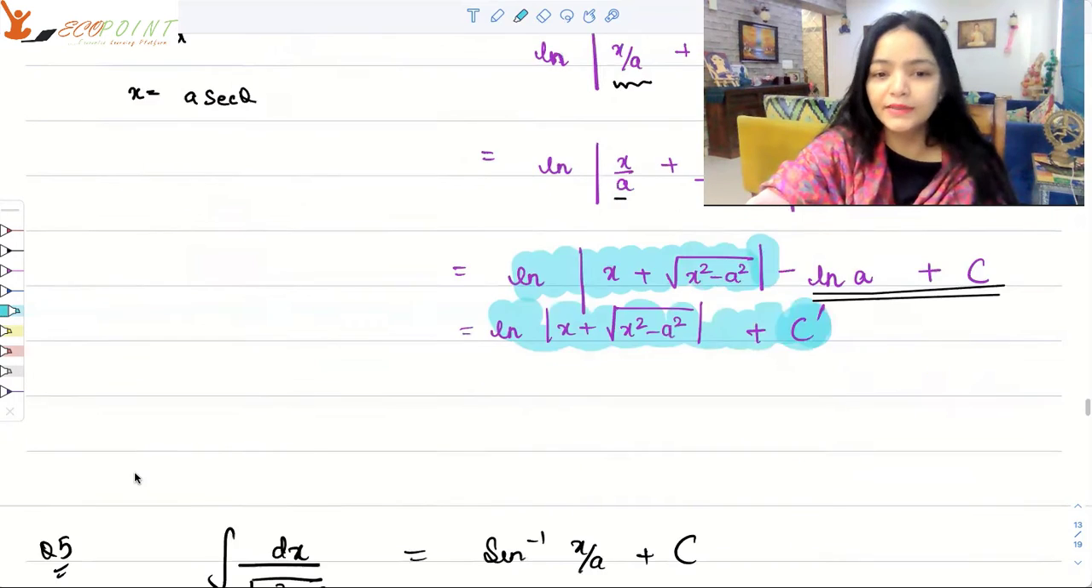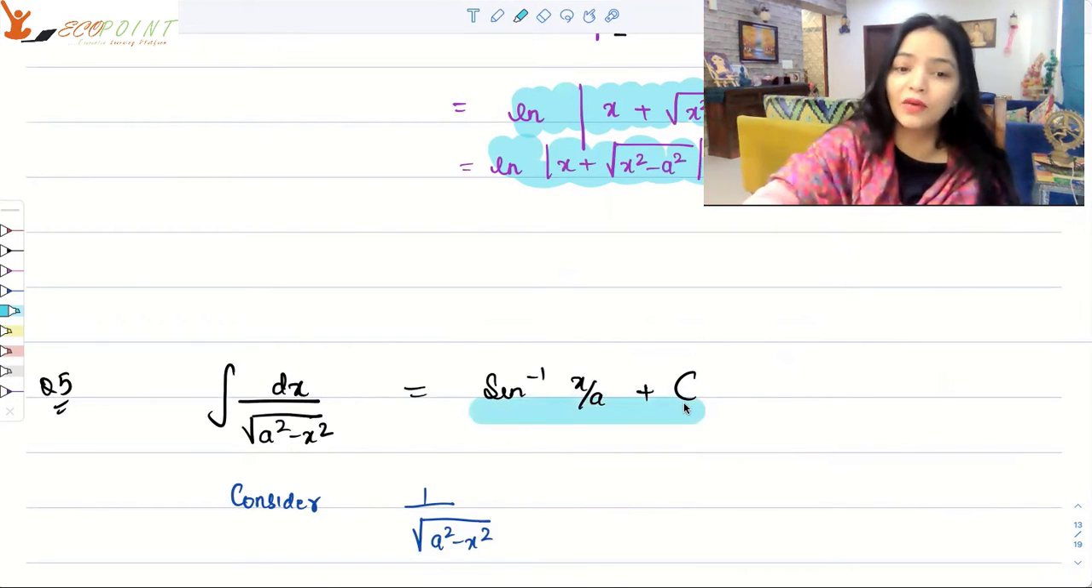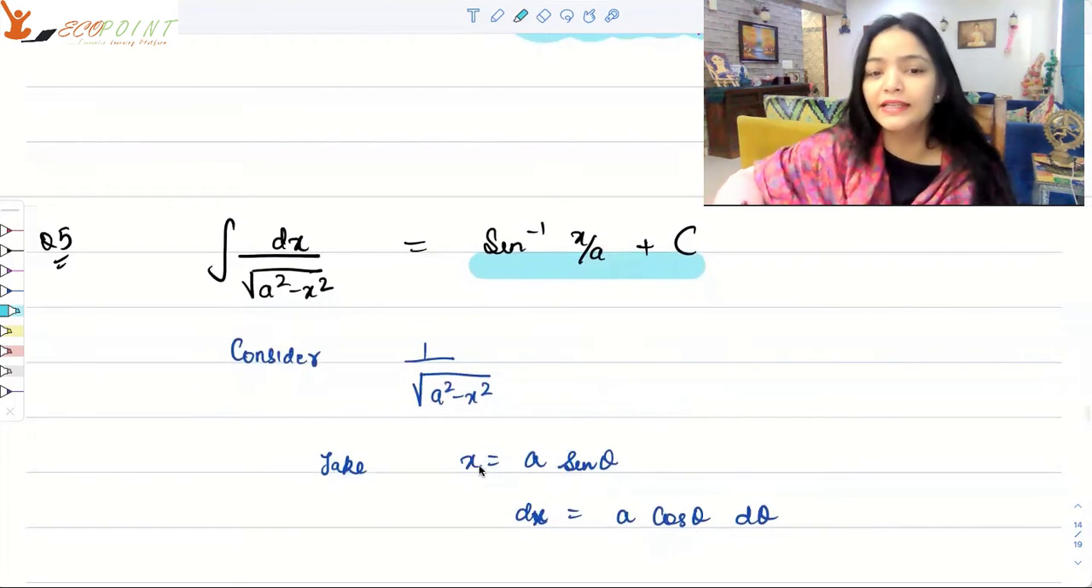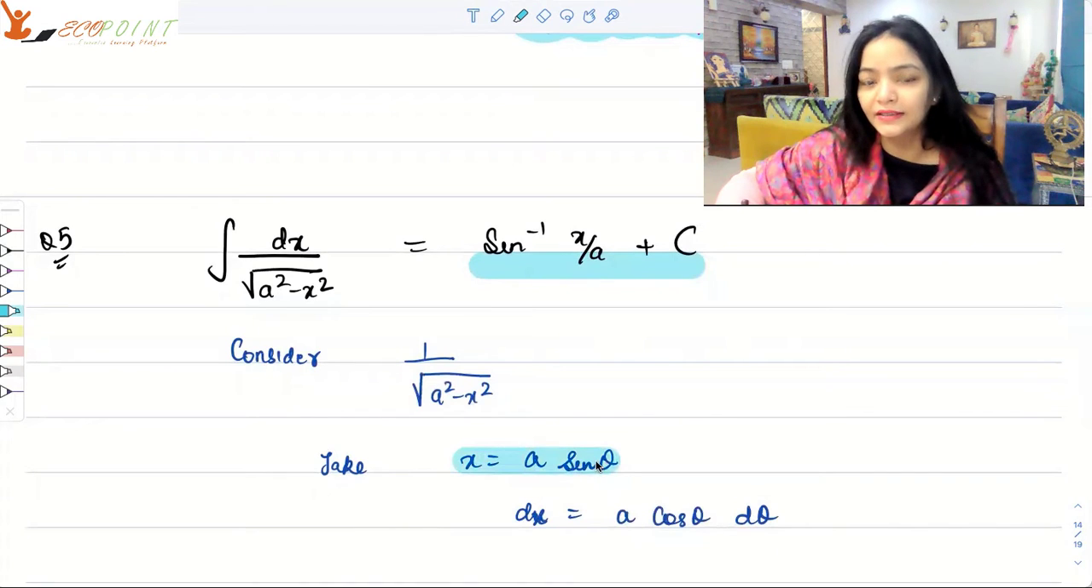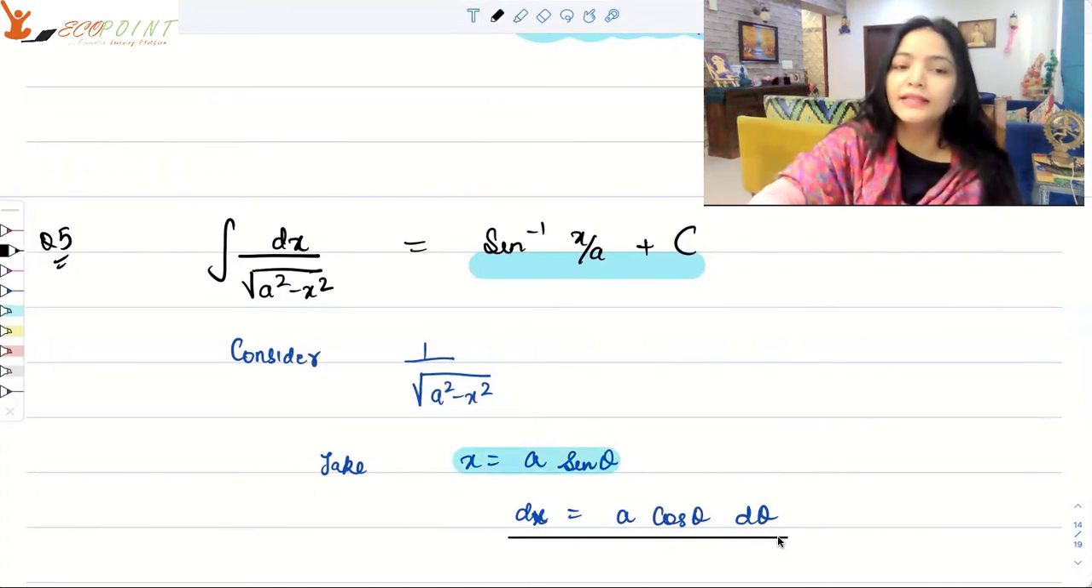Next question, next special case is the case of square root of a square minus x square in the denominator. So integral of dx upon square root of a square minus x square. It will turn out to be sine inverse x by a plus c. Let's see how. You consider 1 upon square root of a square minus x square and consider x as a sine theta. If you consider x as a sine theta, automatically dx turns out to be a cos theta d theta. Let's make this substitution.